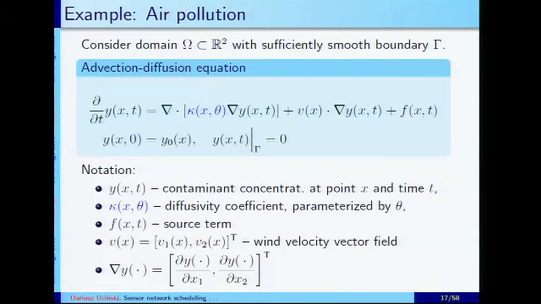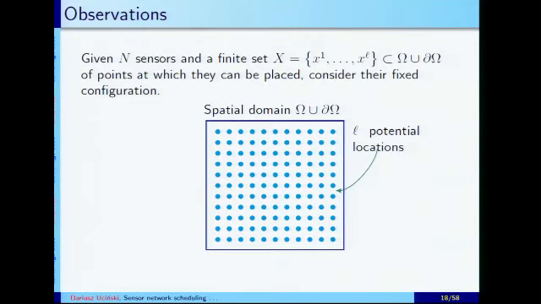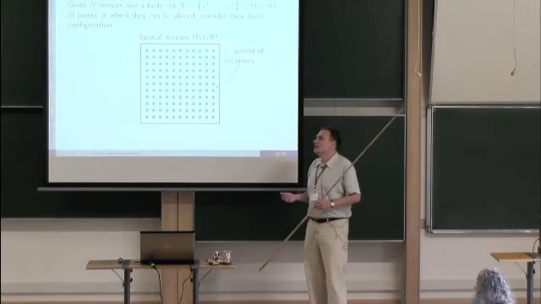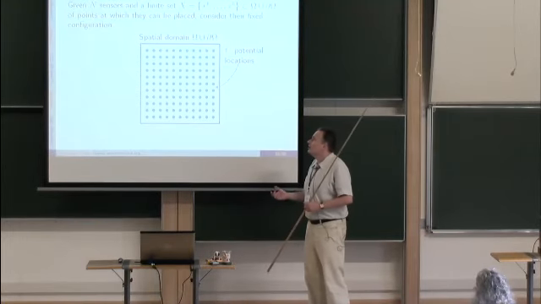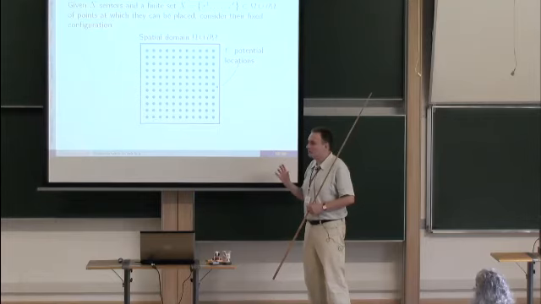Here is an example concerning the advection-diffusion equation, which describes the propagation of an air contaminant. You can find here the diffusion term. This is the advection term. Here you can find the sources of pollution. And in this model, for example, we have the diffusion coefficient with some unknown parameters to be estimated based on measurements.